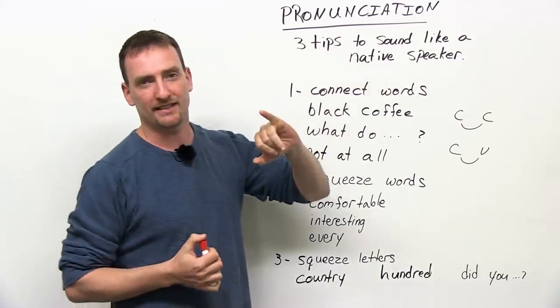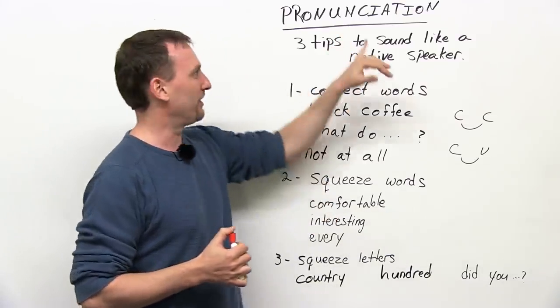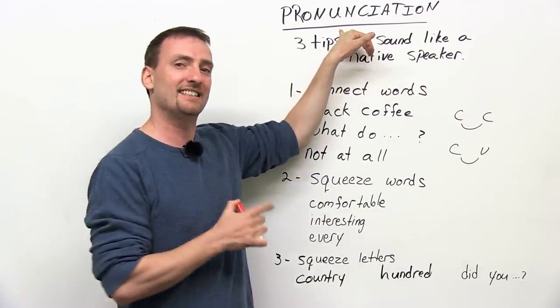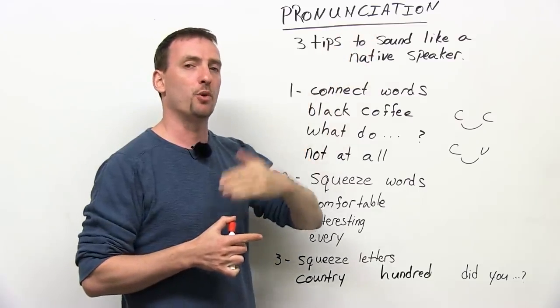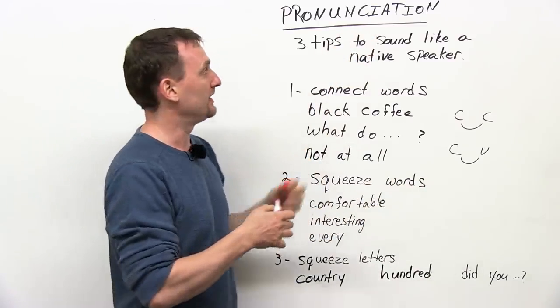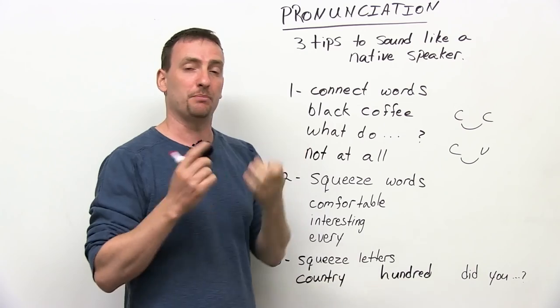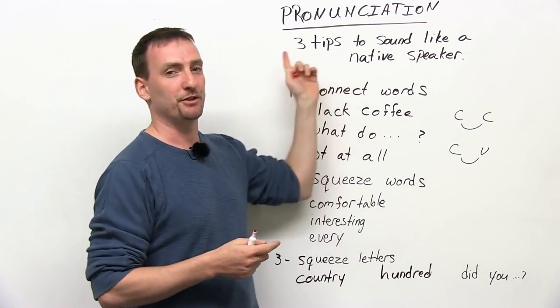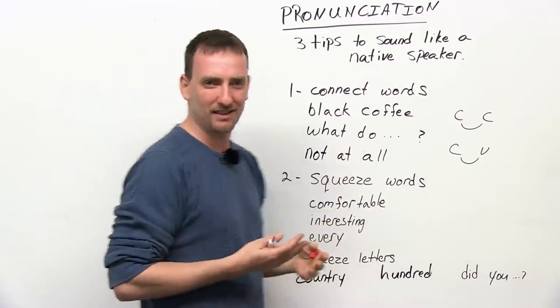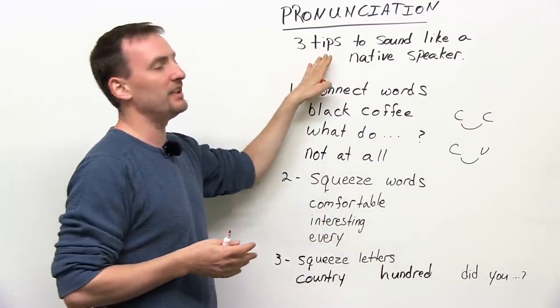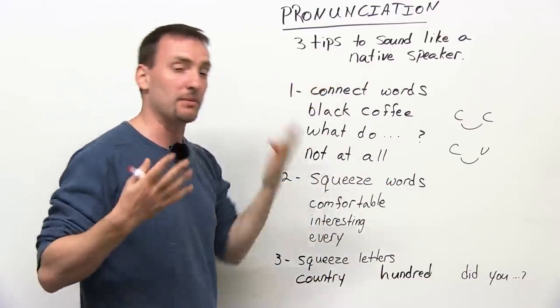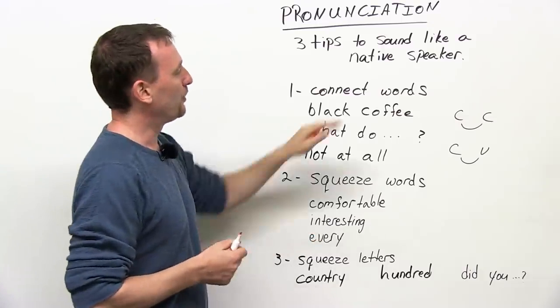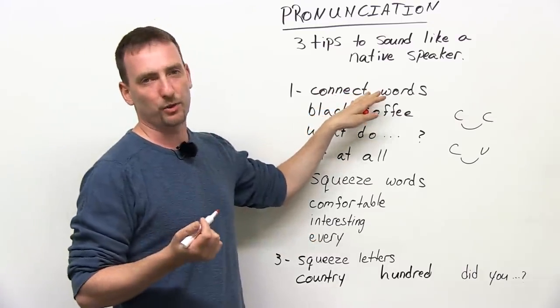So we're looking at pronunciation. Let me start with this word, pronunciation, not pronunciation. It is not a pronoun. A pronoun is I, me, my, mine. Pronunciation is how we speak English. So I'm going to give you 3 tips that will help you sound a little bit more like a native speaker. We're going to start with connecting words.